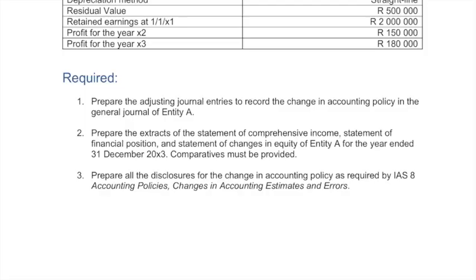So let's get into the required of this question. The first required tells us that we need to prepare the adjusting journal entries to record the change in accounting policy in the general journal of entity A. So we need to prepare the journal entries for the change in the accounting policy.